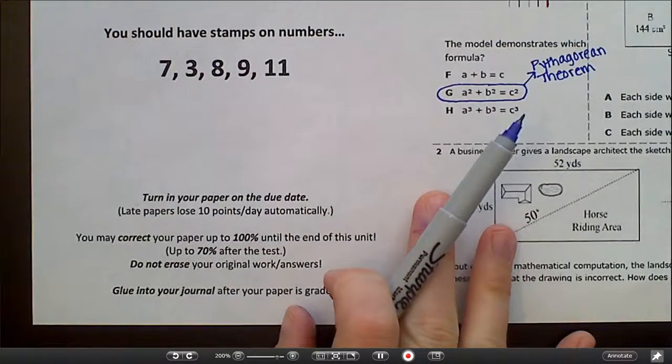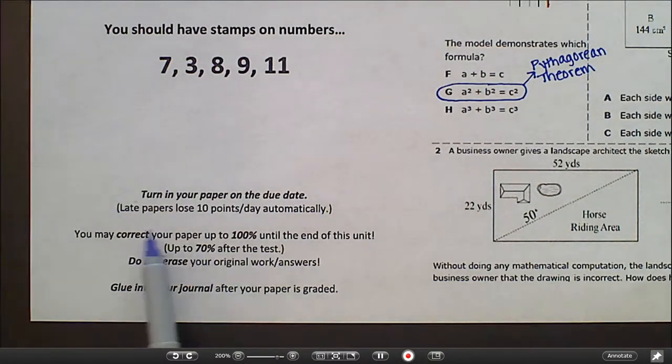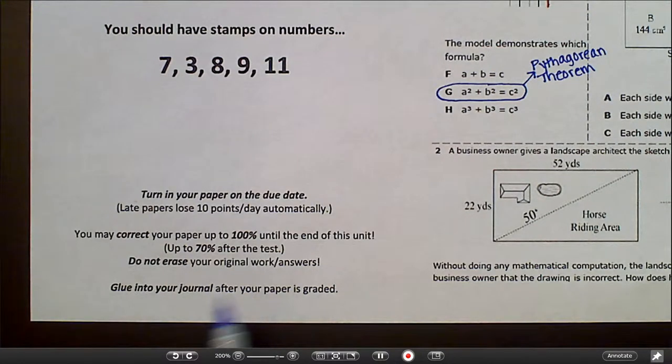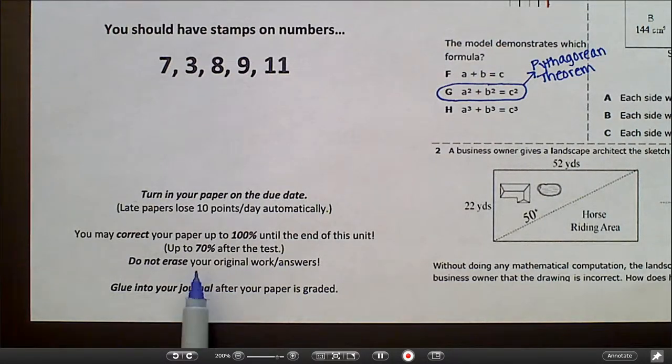Now I want to go over this really quickly. You already know all of this, but remember to turn in your paper on the due date, so you will need to turn in your paper when I collect them, because late papers lose 10 points per day right off the bat. So turn it in even if you're not quite finished, because you can still correct it. But it'll be better to have a grade in the grade book than a 0. You may correct your paper up to 100% until the end of this unit. So as long as we are in the Pythagorean theorem unit, if you get your paper back and you made a 90, you can correct it up to 100. After the test, you can correct it up to a 70.